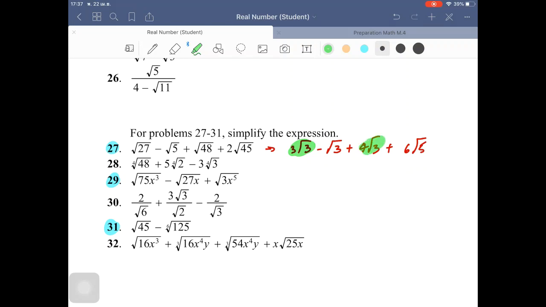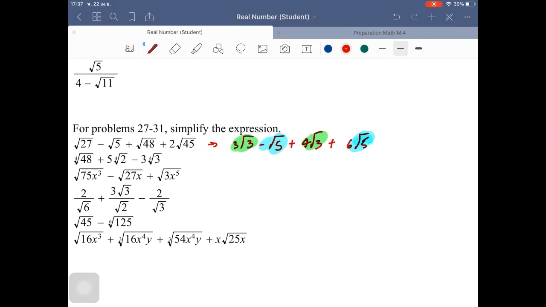Same index and same radicand. You can sum, you can combine. Same index and same radicand, you can combine. Oh, sorry, this one is square root 5, not 3. Same index and same radicands, you can combine. And then what do you get? You get 7 square root 3 plus 5 square root 5. That's it.